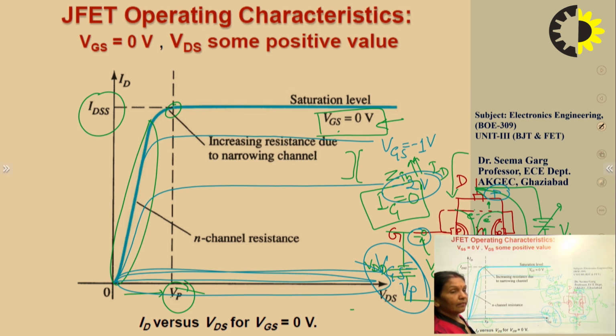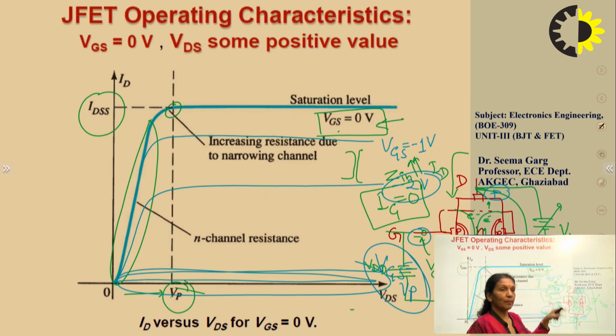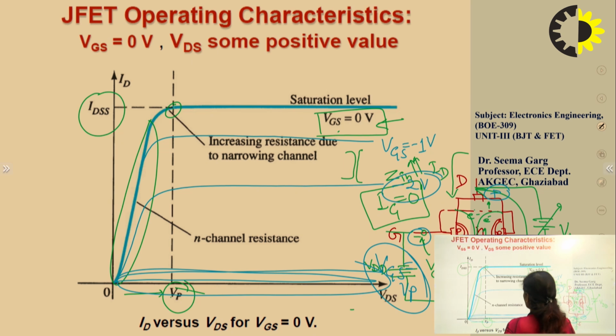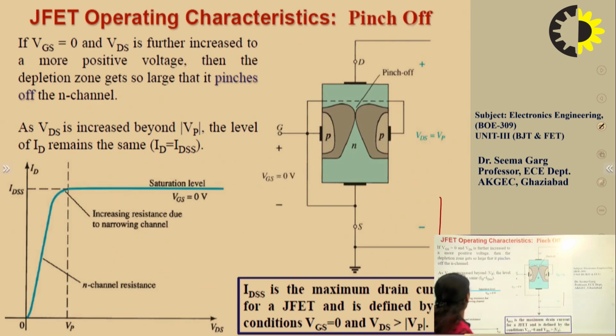So we can say that when VGS is equal to 0, we get the saturation level, that is, maximum current would be flowing with the highest resistance at that point of time. And when VGS is equal to VP, then the device will be switched off. So here, we can see that the increase in resistance takes place because of the narrowing of the channel.